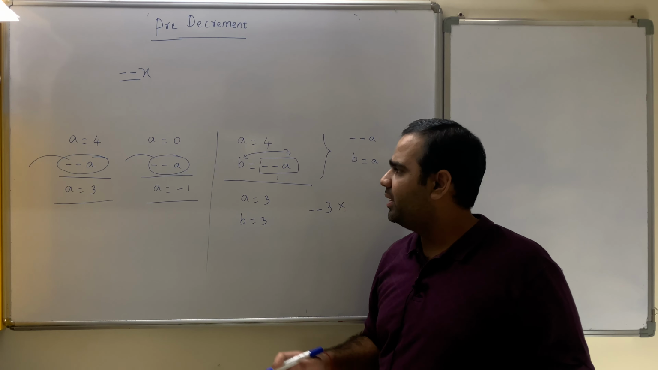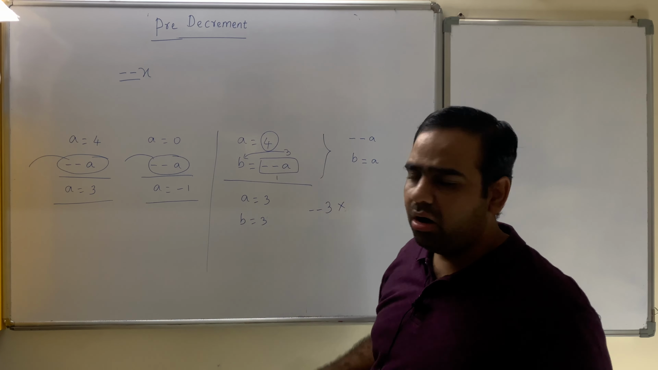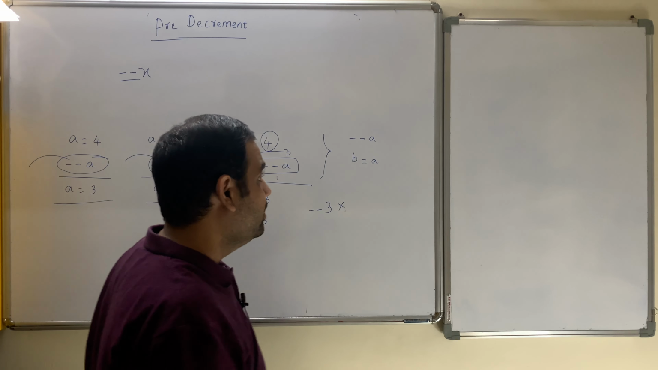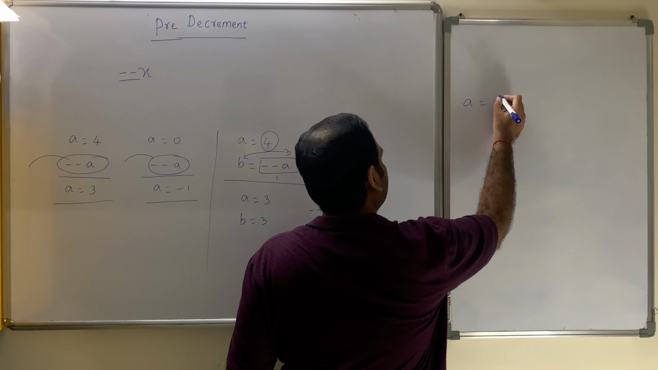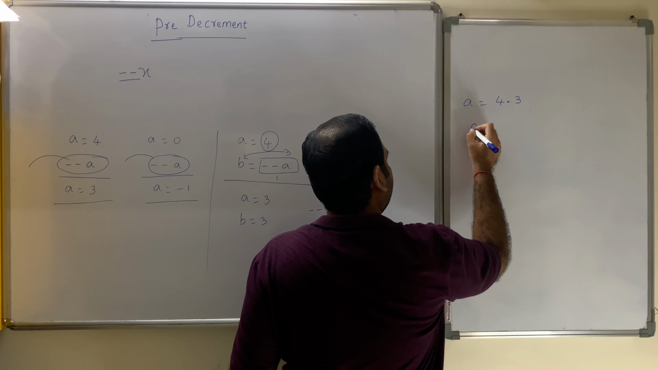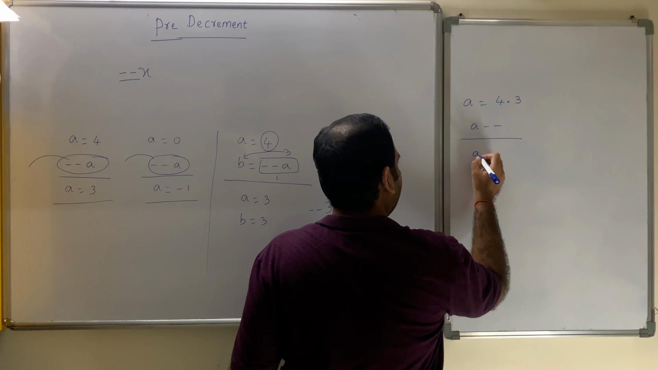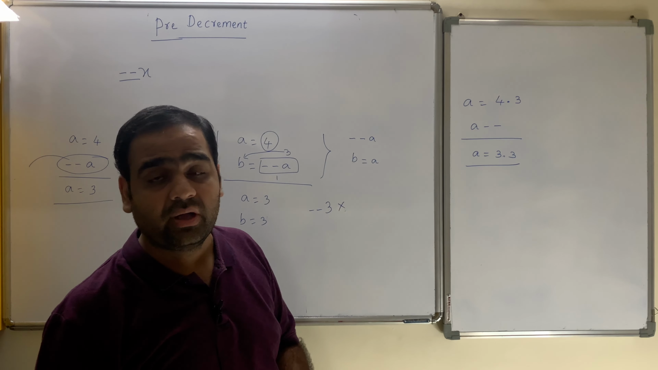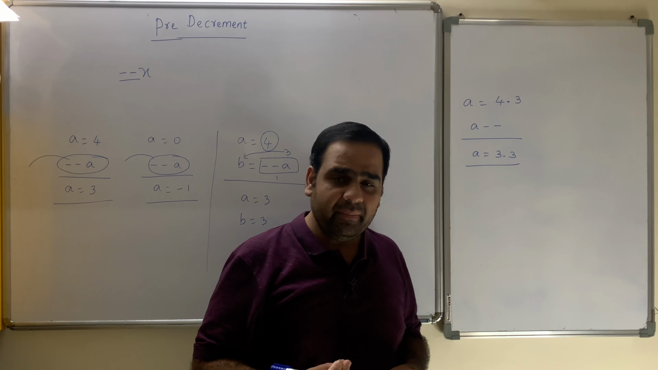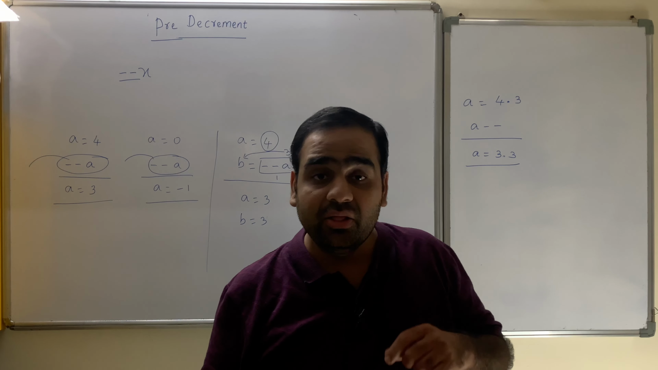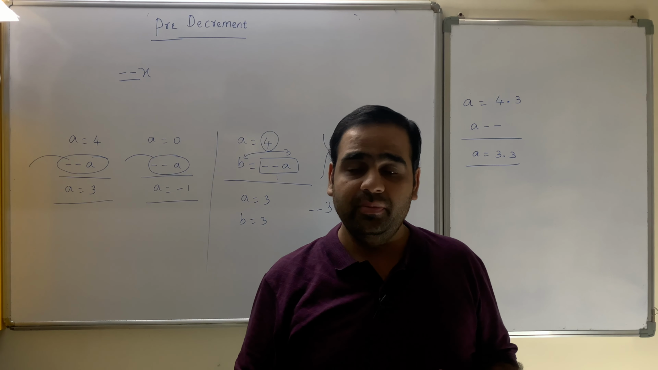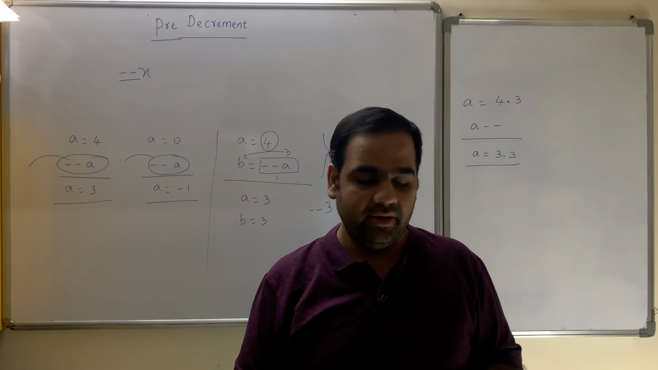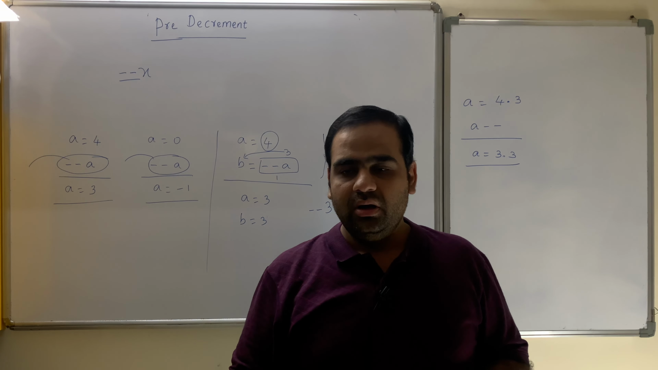Now this decrement operator can also be applied on real numbers. It's not that it can be only applied on integers. Suppose we say a is equal to 4.3 and we say a minus minus, the value of a will become 3.3, whether you apply pre-decrement or post-decrement. Same as the case of the pre-increment is somewhat faster than post-increment, similarly, pre-decrement is a little bit faster than the post-decrement. I hope that you have understood this.